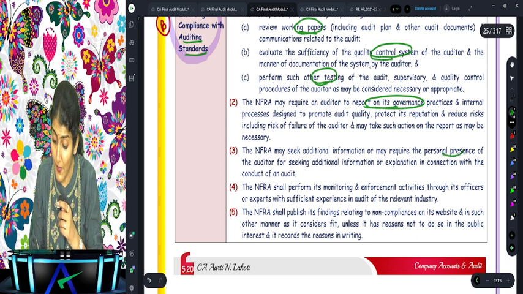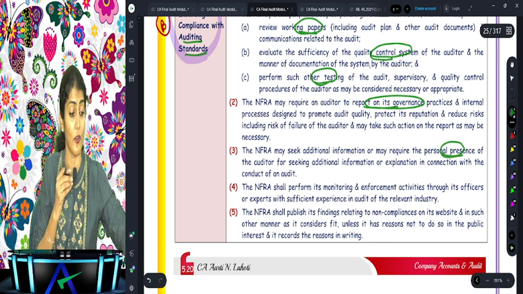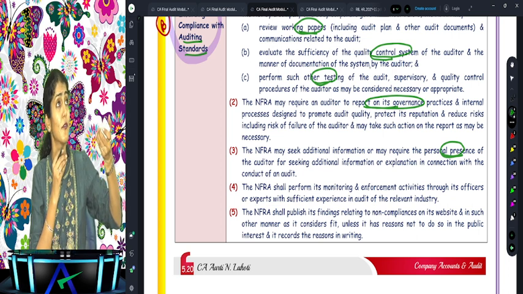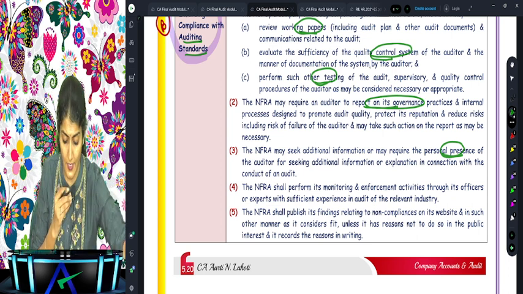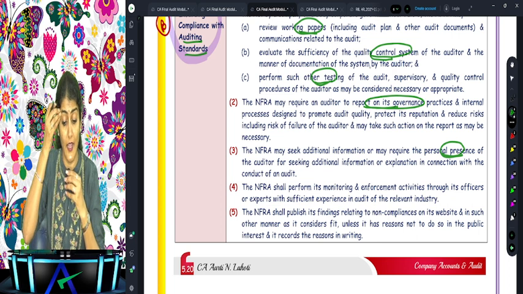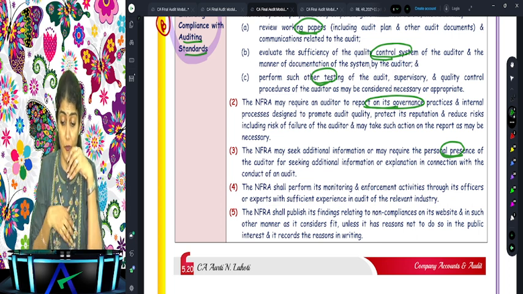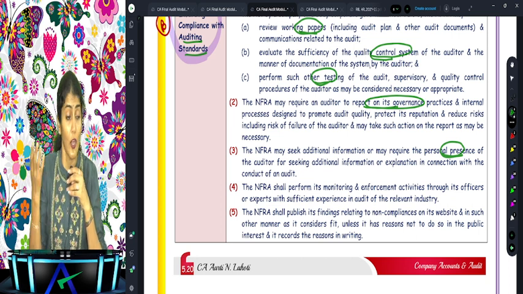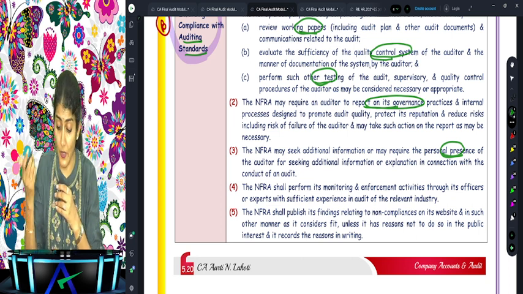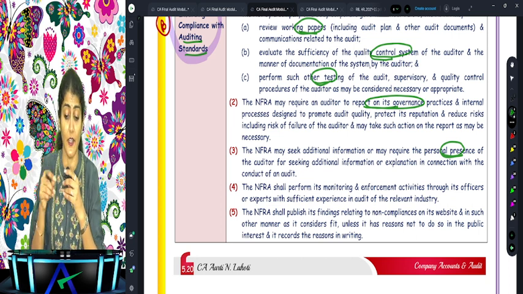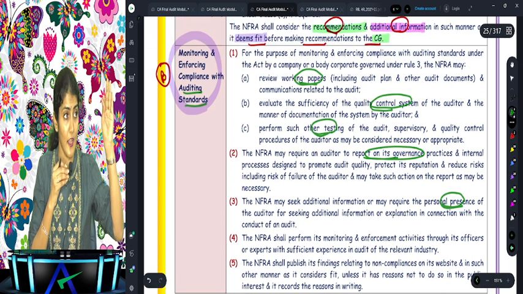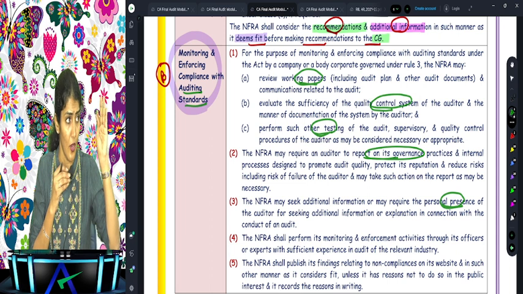It may also require the personal presence of the auditor. So can NFRA require the personal presence of the auditor also? Are you seeing the point number 3 over there? The NFRA may seek additional information or may require the personal presence of the auditor for seeking additional information or explanation in connection with the conduct of the audit. Right? So what are we studying? Monitoring and enforcing compliance with the auditing standards.